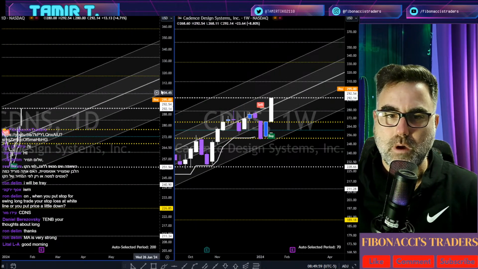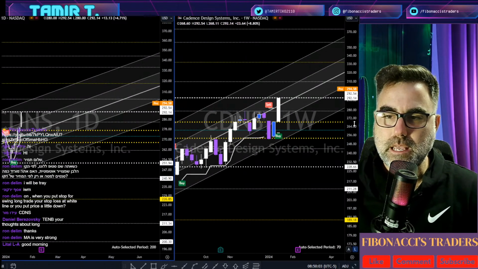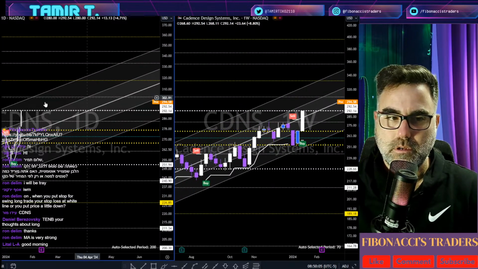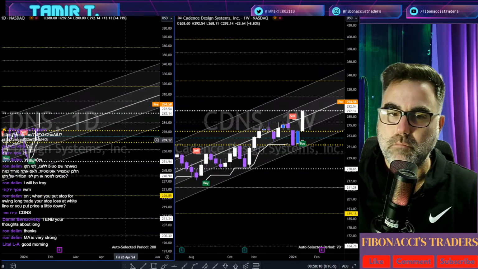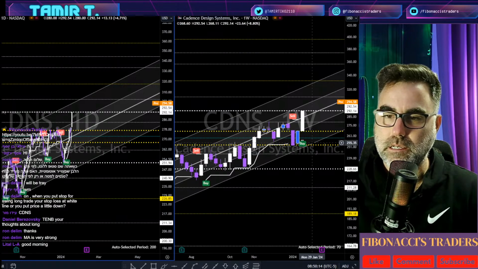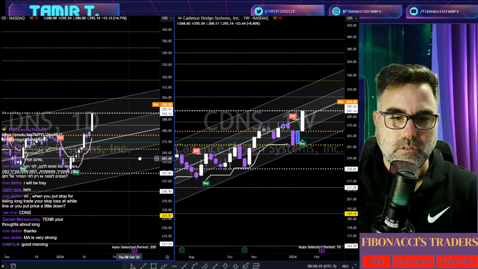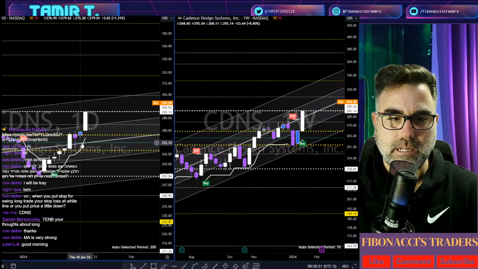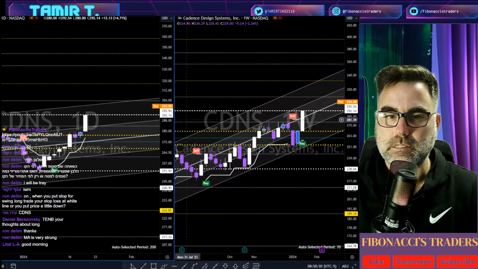uptrend until proven otherwise, inside option channel, above this yellow zone. The yellow zone is a danger zone. Above it, we are clear long. Below it, no long, maybe short. CDNS, and we have the buy signals, both time frames, and we have our stop loss. Risk management. This line is our risk management. 275 is now the risk management for CDNS.